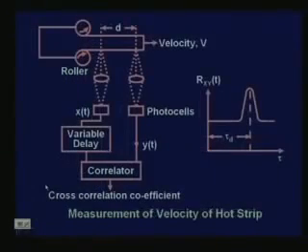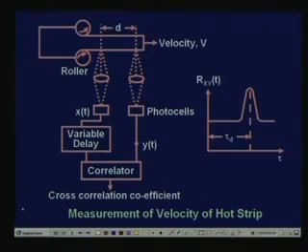Many variants of these methods are used. Here is a slightly more complicated scheme where we use the concept of correlation. This is a case where we are trying to measure the velocity of a hot strip. It turns out that in a rolling mill, you feed a thick bar of steel through two heavy rolls, and when it is passing through the roll gap, it is actually getting thinner.